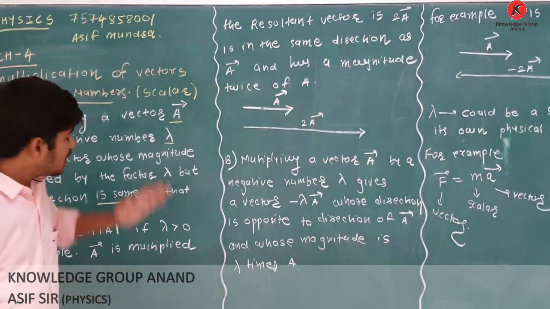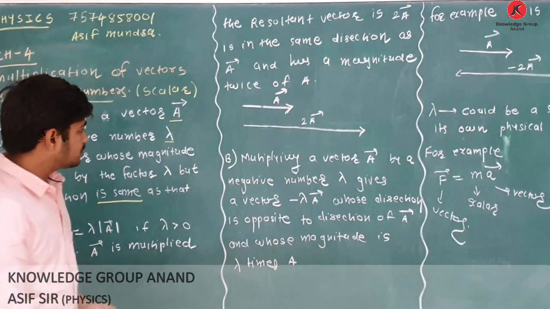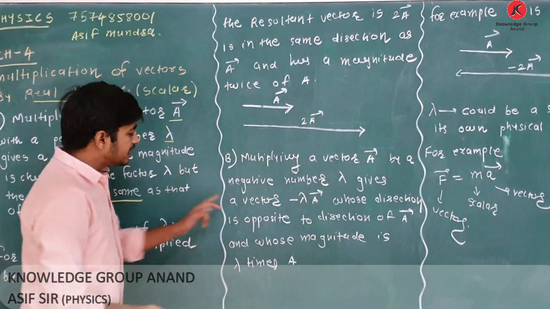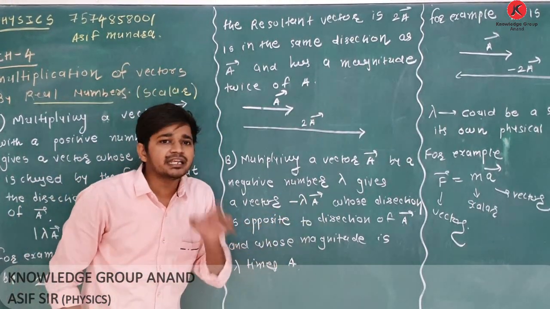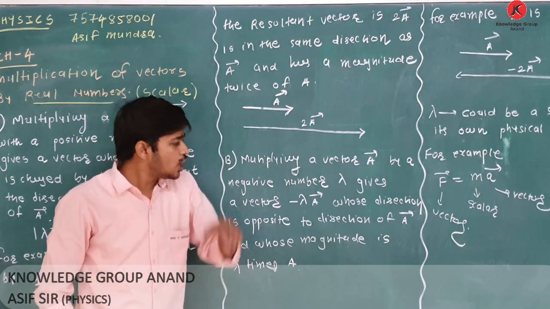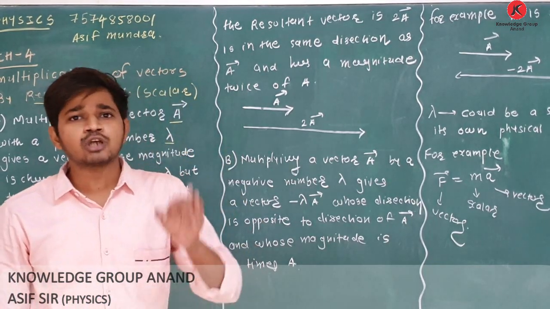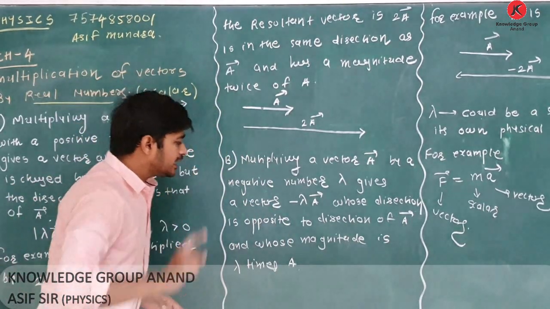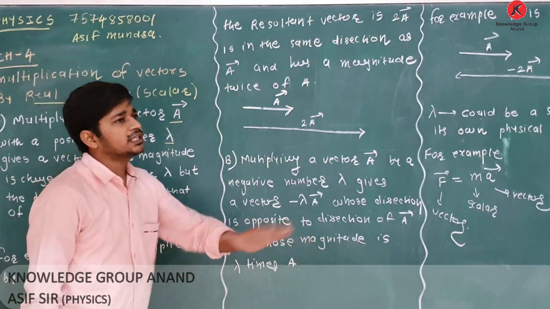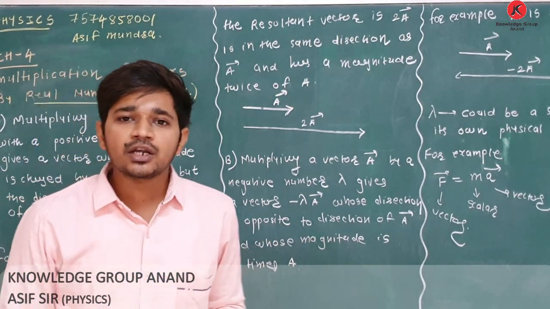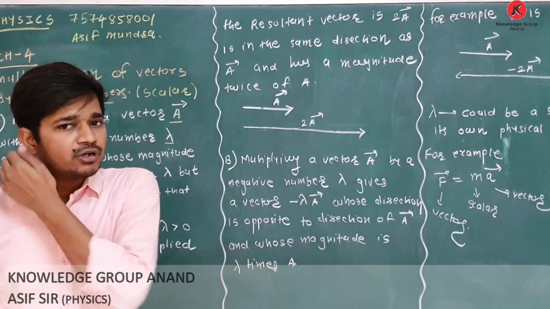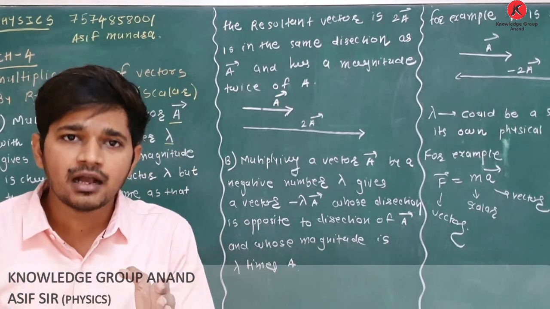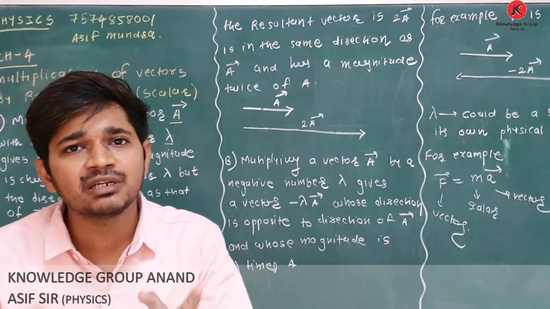Now what happens when any vector is multiplied with negative number? See, method is same. Multiplying a vector A by a negative number lambda gives a vector minus lambda A, whose direction becomes opposite, and magnitude is lambda times A. So what is difference between positive number and negative number? When we multiply positive number, direction remains same, but when we multiply negative number, direction becomes opposite.